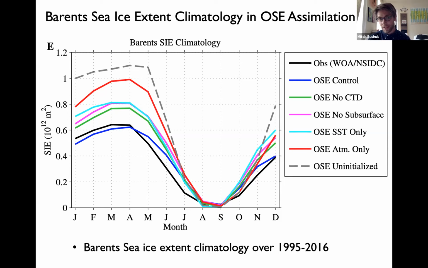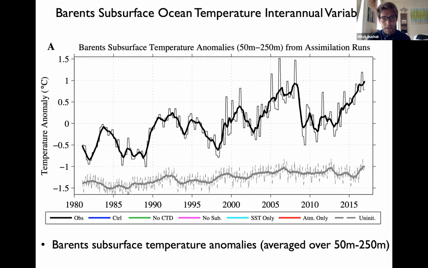Now, of course, to make a prediction, you need more than just a good climatology. You need to also capture the interannual variability of the fields that determine the predictability of that system. And so, as I mentioned earlier, earlier work has shown that the subsurface heat content is really the key source of predictability in this region. And so here I'm showing the observed time series of Barents subsurface heat content in black. The gray line shows the uninitialized run, which you can see has a notable cold bias. It also doesn't capture the interannual variability, and it has a trend which is too weak.